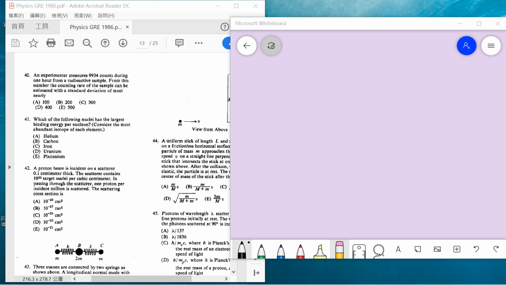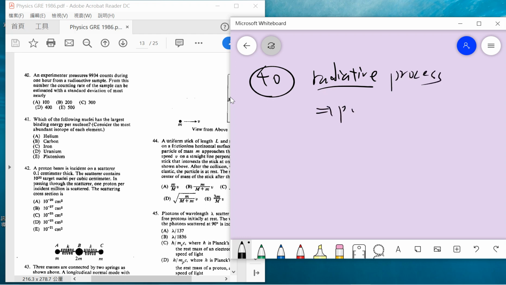So we keep solving physics GRE. Problem 40 is very common. If you look at the 2012 question, you will see an exactly similar question. What experiment counted about radical? Every time the GRE mentions a radiative process, what you need to think of is a Poisson distribution.